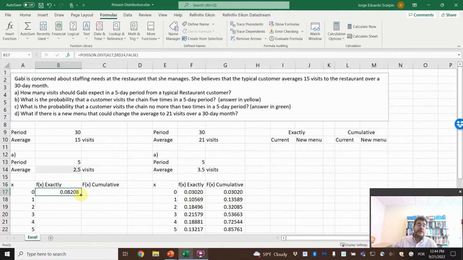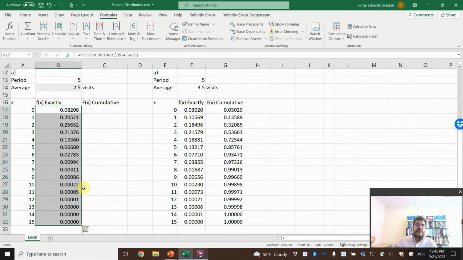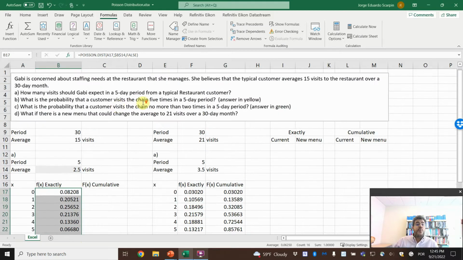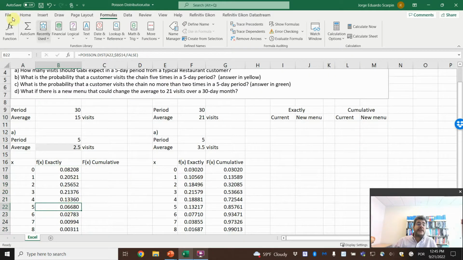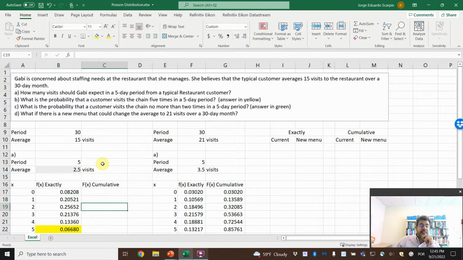So here, exactly 0, exactly 1, and we go until 15. We don't need more than that. So we want here in a 5-day period, so exactly here. So the answer in yellow. The probability is 6.68%, almost 7%.